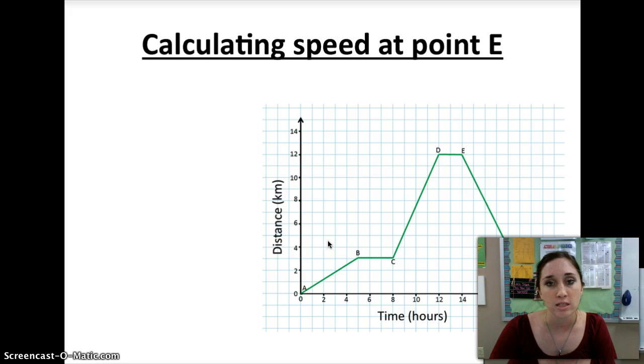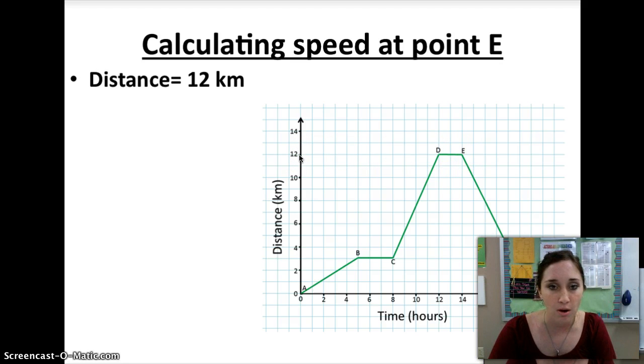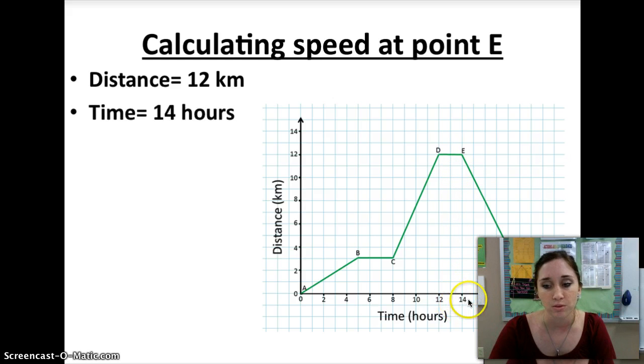Now we're going to calculate speed at a given point. The first point that we're going to look at is E. E is right here, and you need to figure out what the distance is at point E. Distance, remember, is over here. You go across, and my distance would be 12 kilometers. That's part of our formula triangle. Now we need to figure out the time. If you look back at E, our time would be 14 hours right here. So we have 14 hours and we have 12 kilometers.